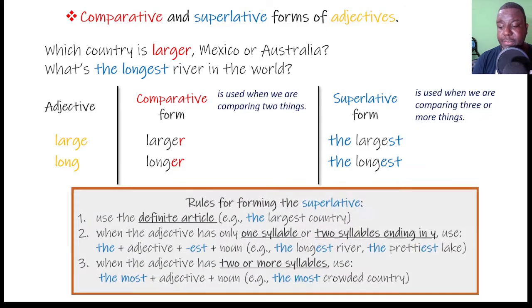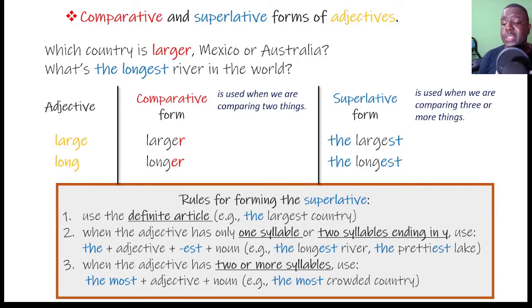We use the superlative. Now, let's see some rules for the superlative. Number one, we use the definite article, the largest country. Number two, when the adjective has only one syllable or two syllables ending in the letter Y, use the plus adjective plus est, plus a noun. For example, the longest river, the prettiest lake. And number three, when the adjective has two or more syllables, use the most plus adjective plus noun. For example, the most crowded country.